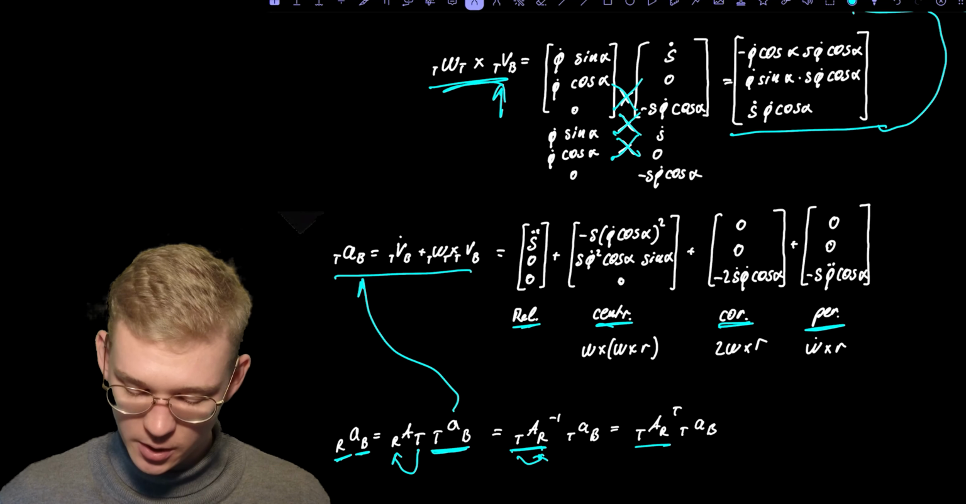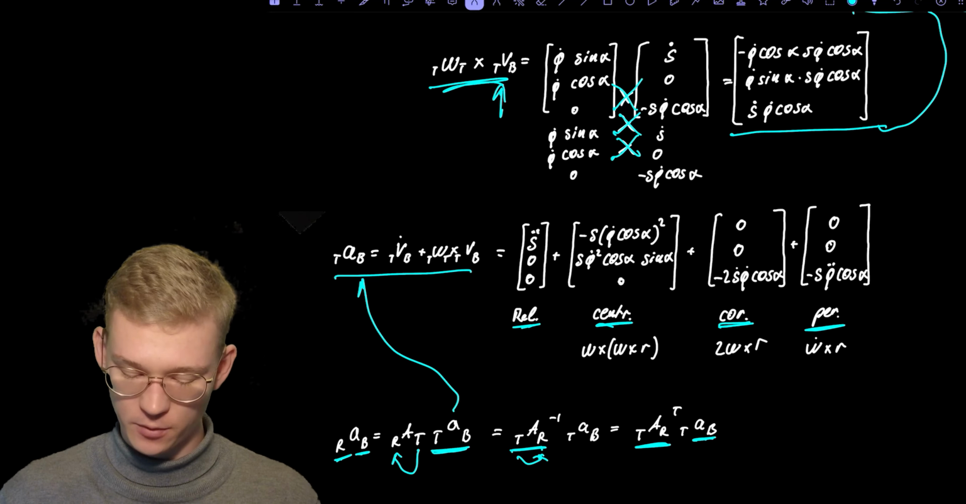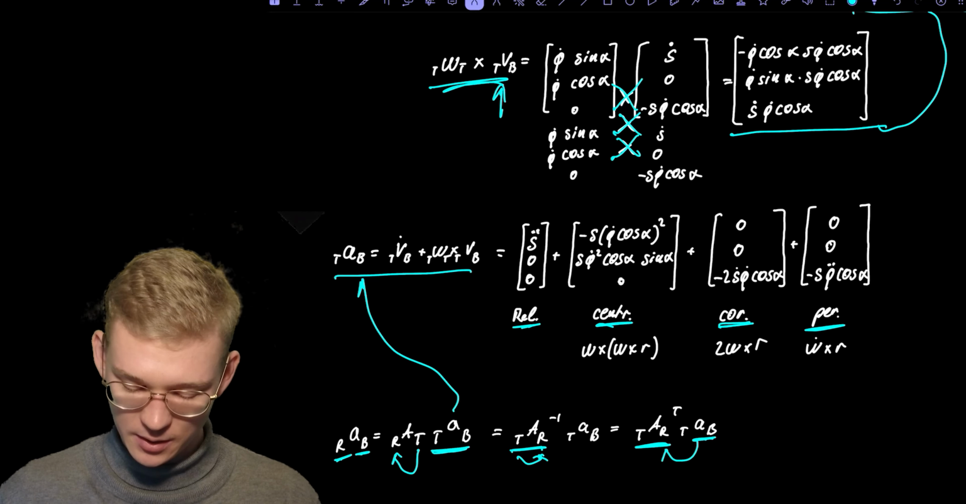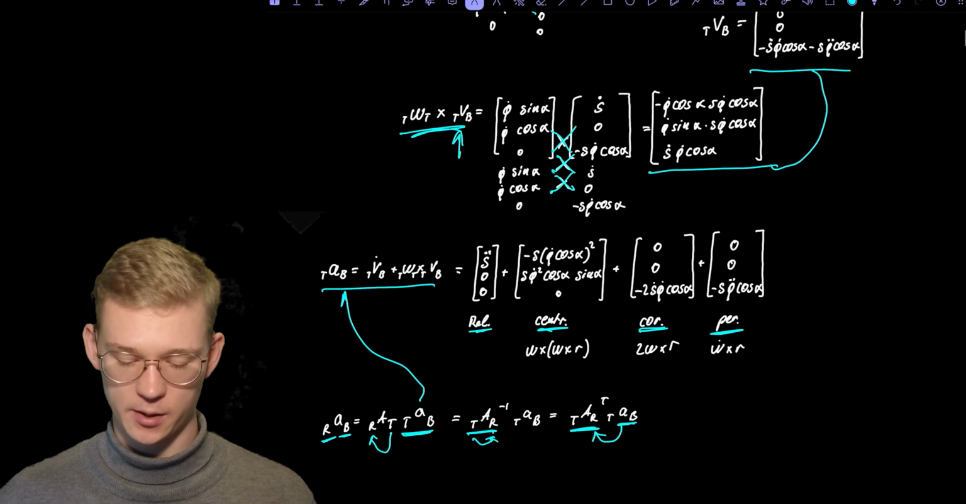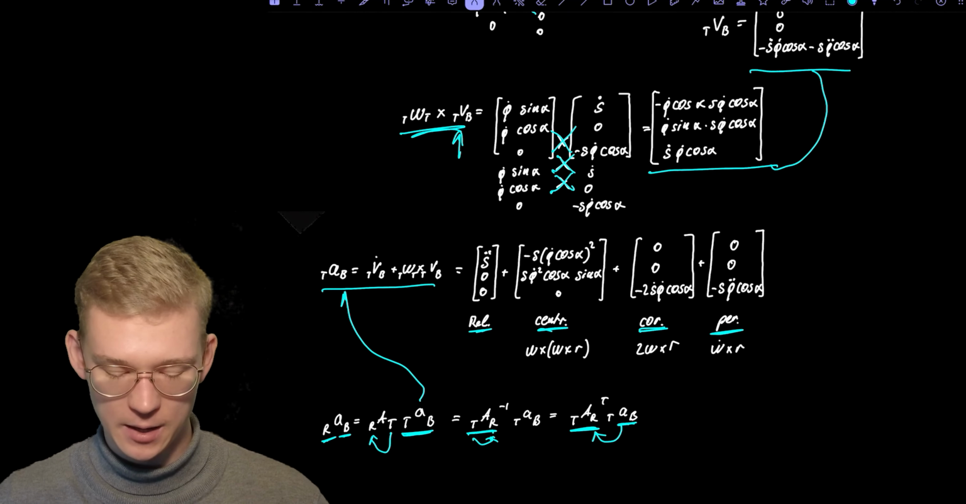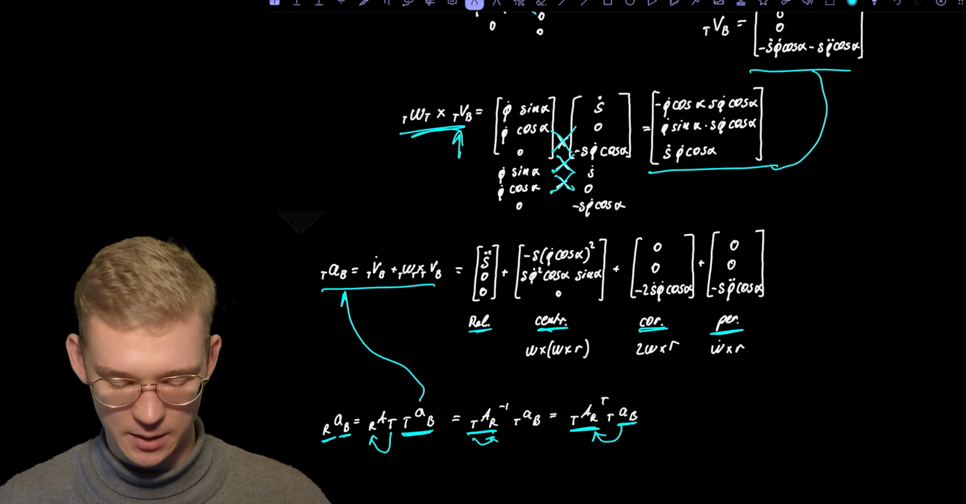So instead of inverting, we just transpose, and now we can express the acceleration of our point B in coordinate system r just like we wanted to. So this is just a simple operation that we can do, and we don't have to do the whole derivation from top to bottom again.